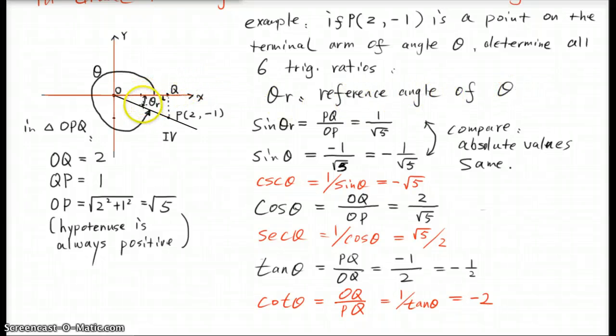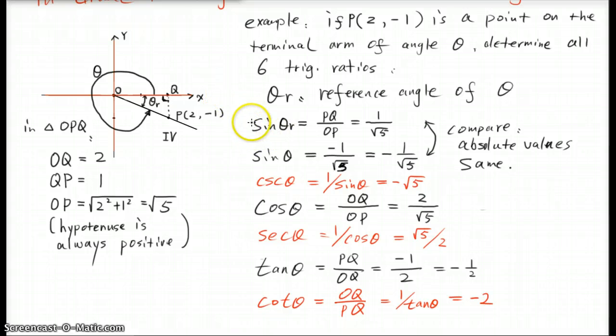If you look at the reference angle and connect a line starting from P perpendicular to the x-axis, you actually form a right triangle. So OPQ is actually a right triangle. You can see this is 90 degrees here. In this right triangle, we already know how to find the trig ratios: sine, cosine, tangent, cotangent, secant, cosecant, right? And they all should be positive.